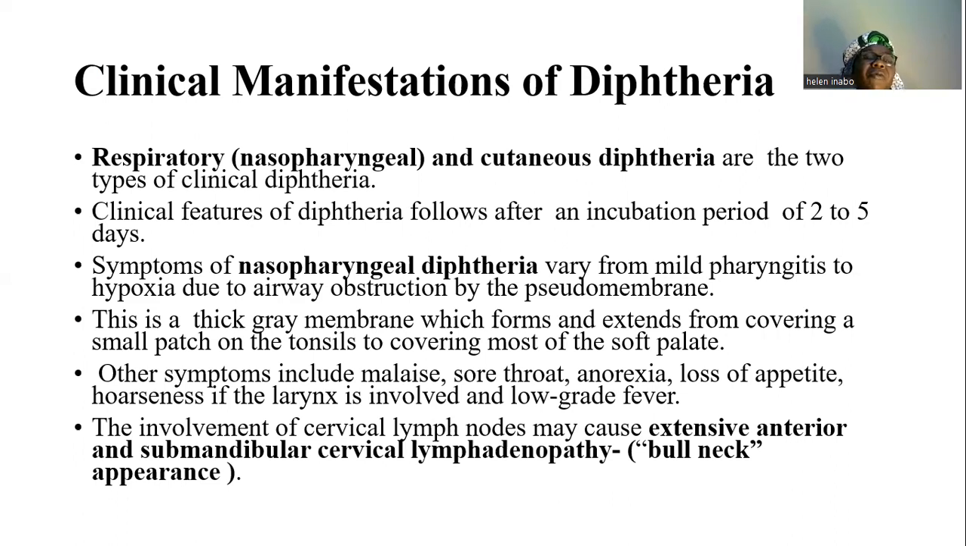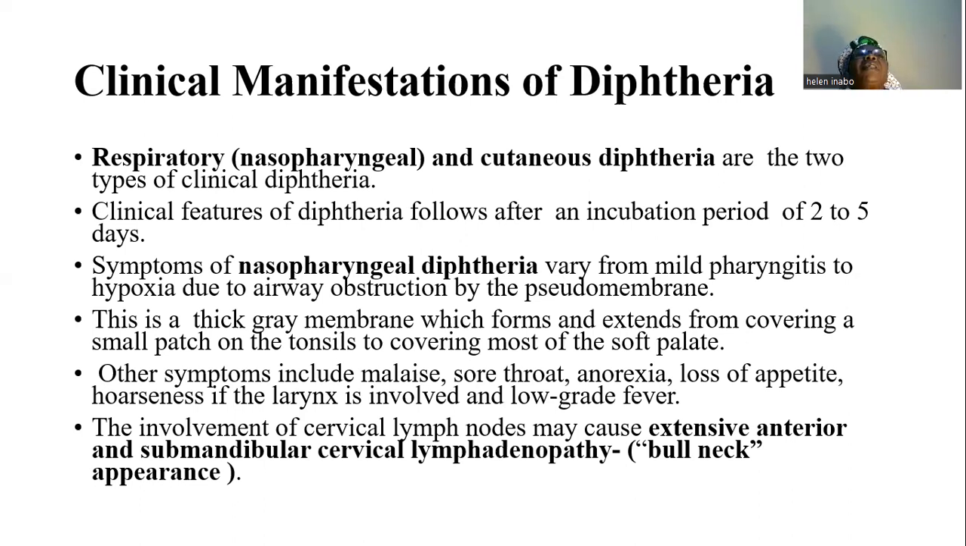The clinical features of diphtheria follow after an incubation period of 2 to 5 days. And the symptoms of nasopharyngeal or respiratory diphtheria vary from mild pharyngitis to hypoxia due to airway obstruction by the pseudomembrane. The pseudomembrane is a thick gray membrane which forms and extends from covering a small patch on the tonsils to covering most of the soft palate. Other symptoms include sore throat, malaise, anorexia, loss of appetite, hoarseness if the larynx is involved, and low-grade fever.